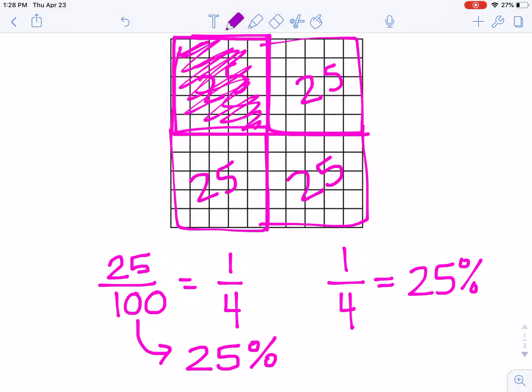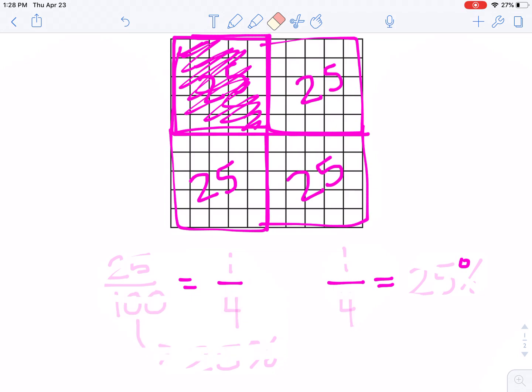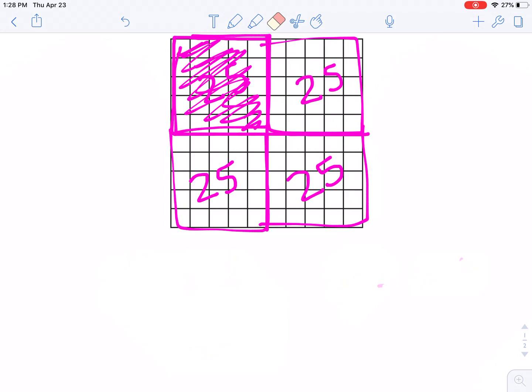Hopefully that became clear. And you know what? I'm going to erase this because I don't want to go too far down the page. So I'm going to erase this part right here for you. Okay. And I'm going to pick my new color.